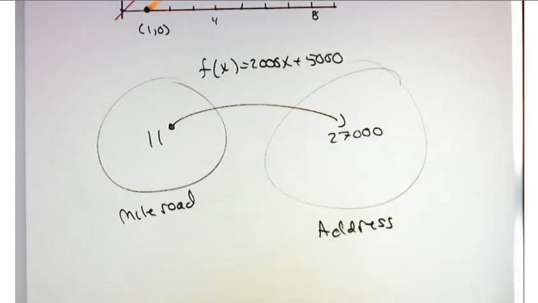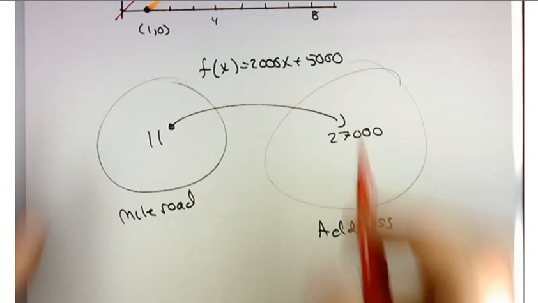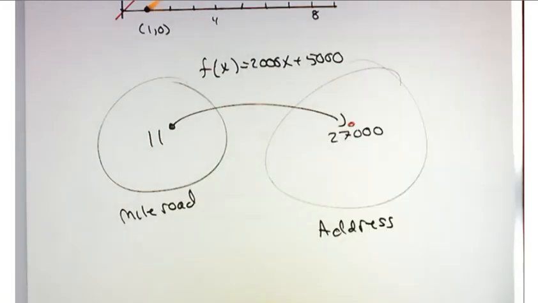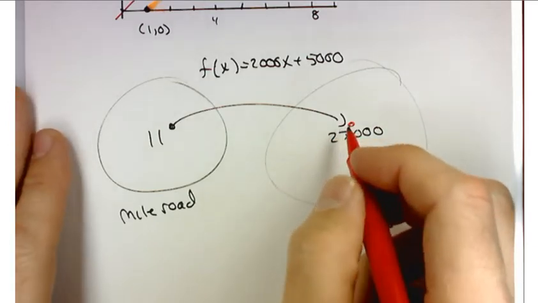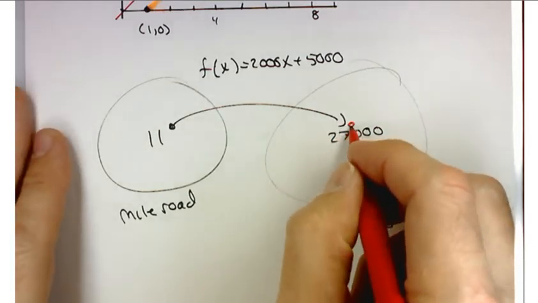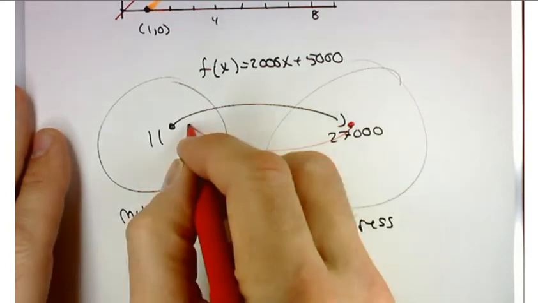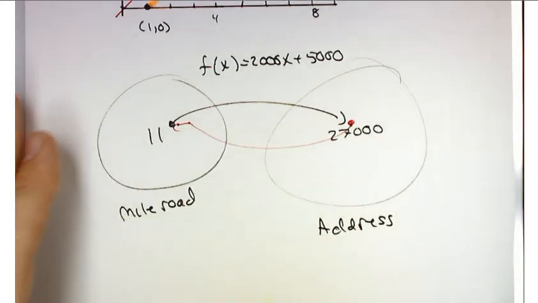Now, it's not really what you might find useful. Of course, everyone has Google Maps and stuff like that on their phone nowadays, so this is not as cool as it used to be. But it used to be a nice trick to be able to take an address and figure out, all right, if I know the address, then what was the mile road?